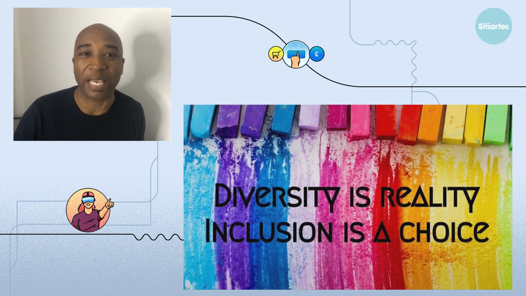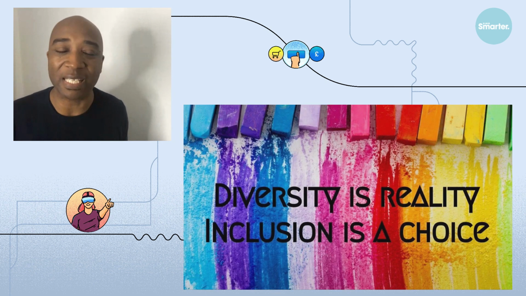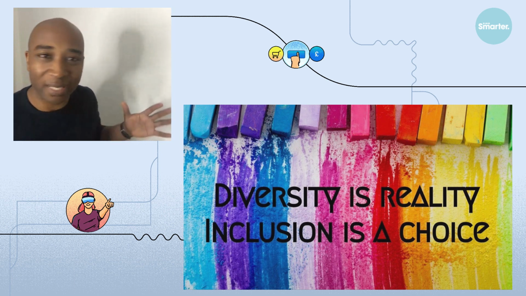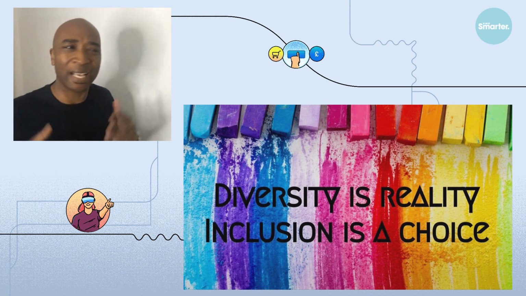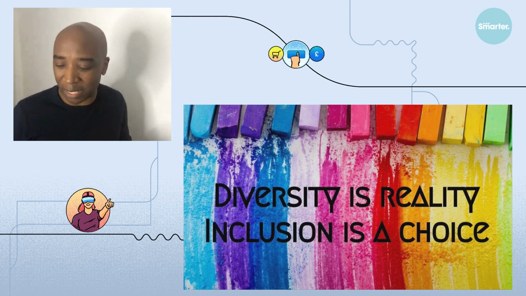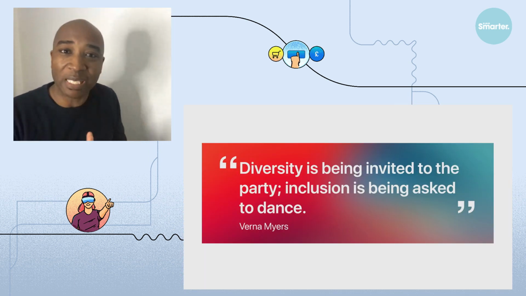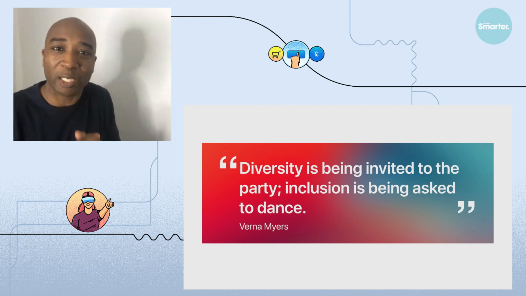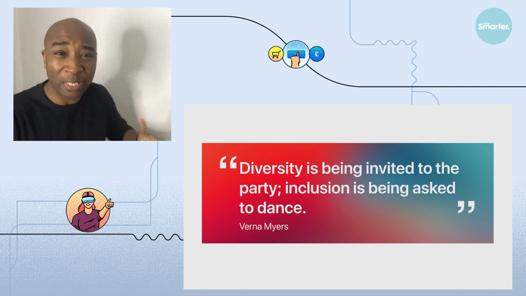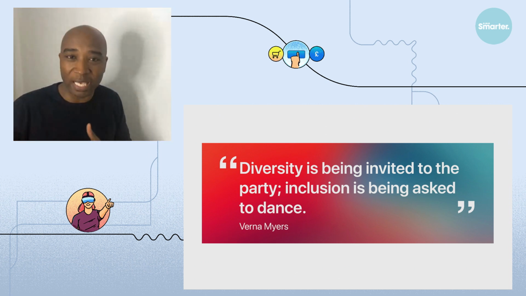So first thing, you may have seen this, you may have heard this before. Diversity is a reality and inclusion is a choice. There's loads of things being said about this. Diversity is a fact. Inclusion is an act. Loads of things that are being said about this. Here's another one that you've probably heard of. Diversity is like being invited to the party. Inclusion is like being asked to dance. Now, these are things that are really cool to say at a conference. Great to say when I'm giving a keynote.